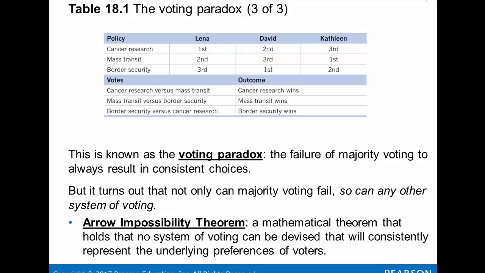But it turns out that not only can majority voting fail, so can other types of voting systems. The Arrow impossibility theorem is a mathematical theorem that holds that no system of voting can be devised that will consistently represent the underlying preferences of the voters.